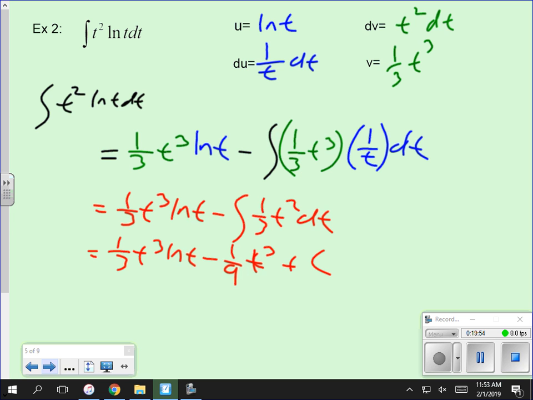Okay. The most difficult part of this one, I honestly believe, is choosing your U and then your dV to follow. But if you follow LIPET for your U, it really does make it simpler from there. That's what you've got to do. Once you follow that, pick your U, then whatever's left after you choose your U, make everything else your dV, and go from there.